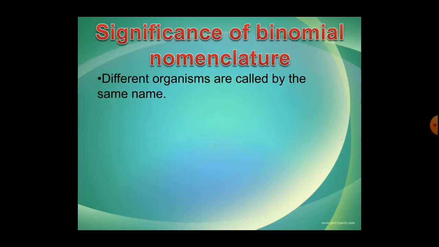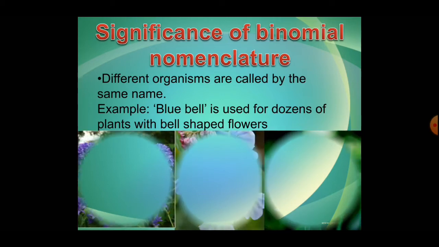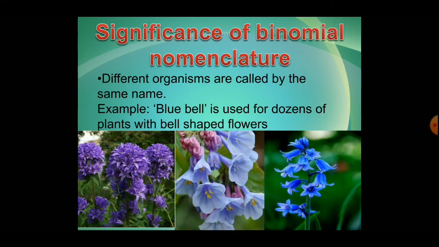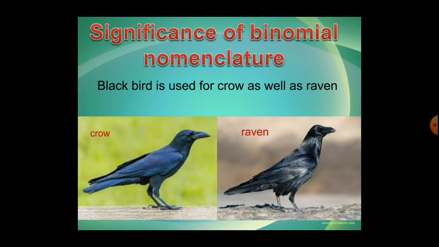Similarly, different organisms are sometimes called by the same name. An example is bluebell, which is used for dozens of plants with bell-shaped flowers. Like you can see in this picture, there are different species of bell-shaped flowers, but collectively these different types of plants are named bluebells. Similarly, blackbird is used for crow as well as raven because both are similar, but they are different organisms.